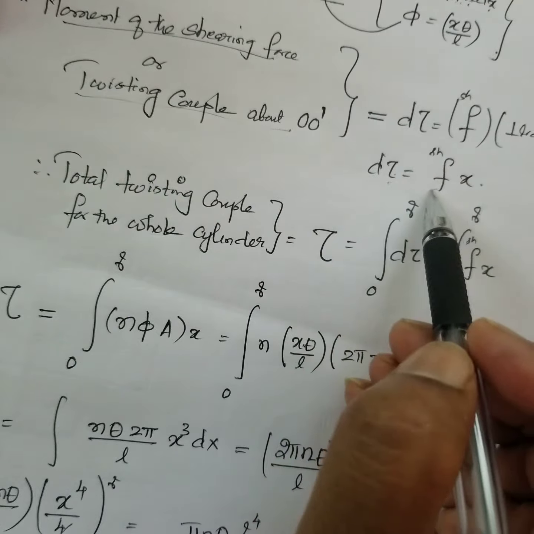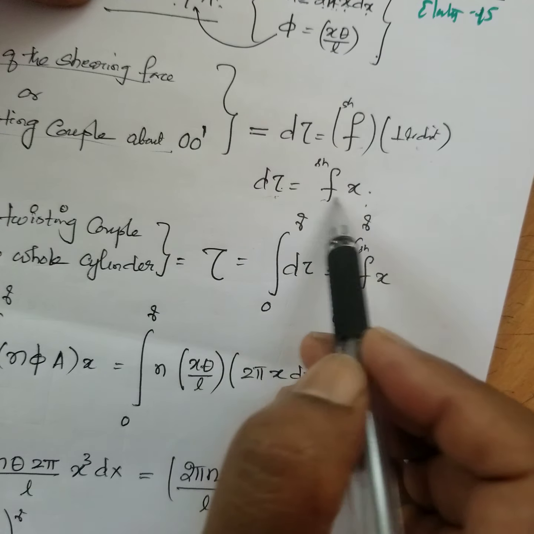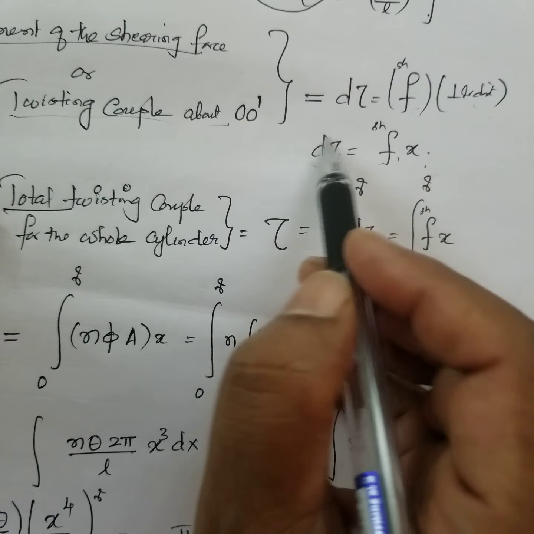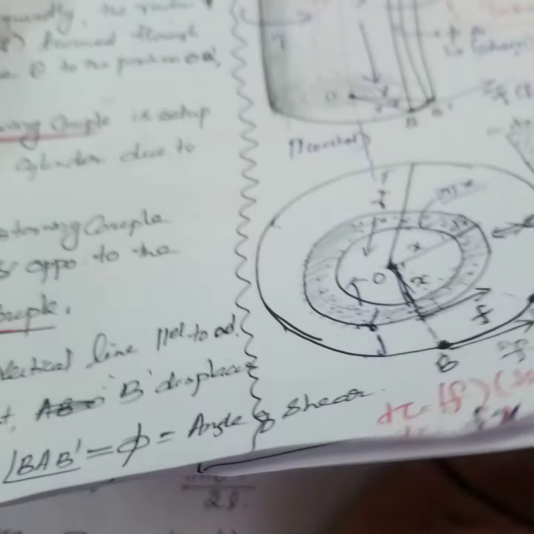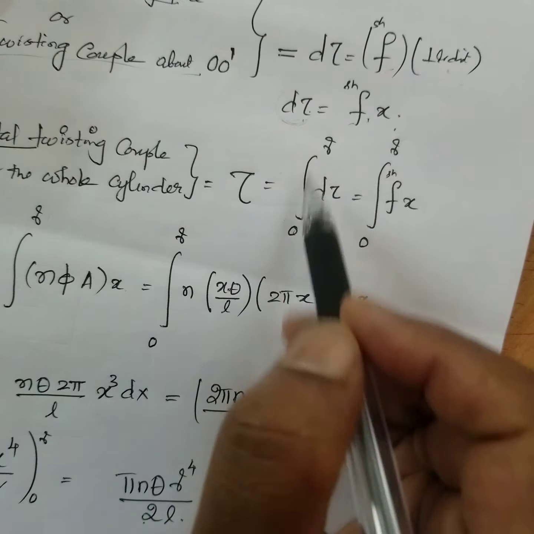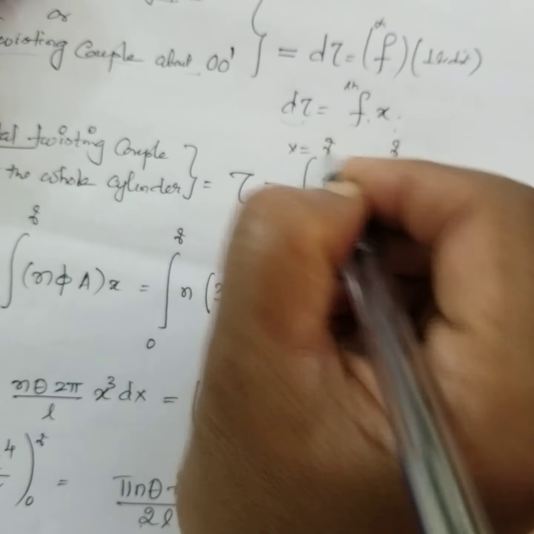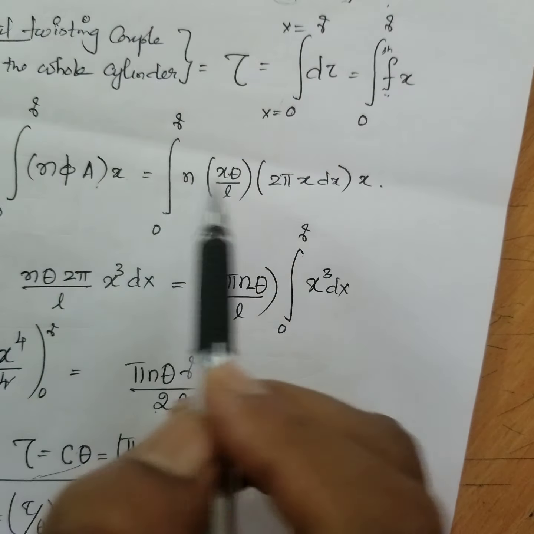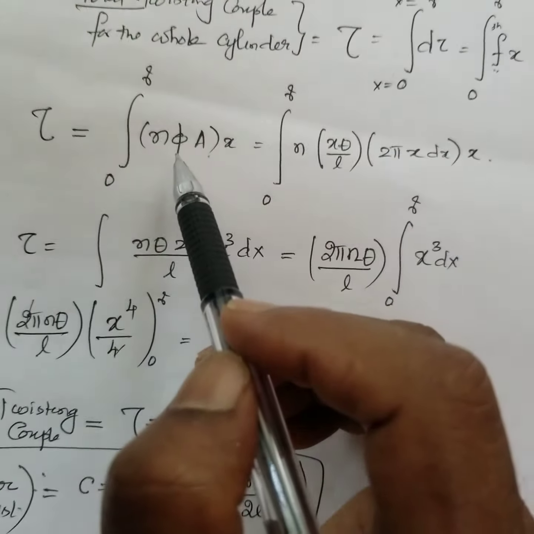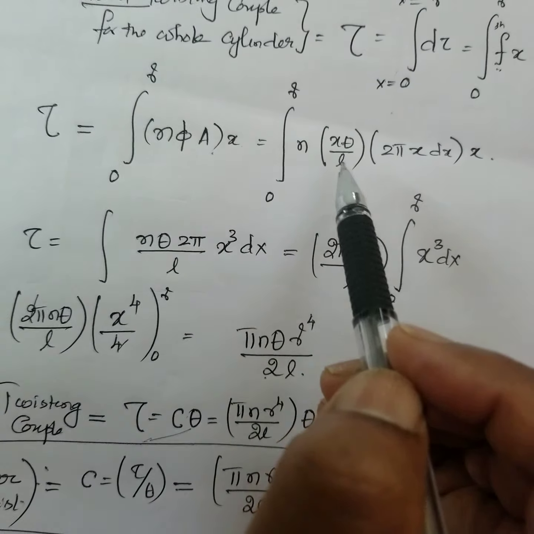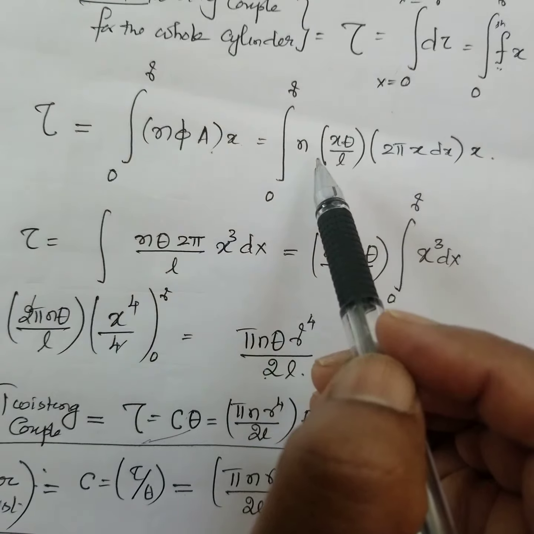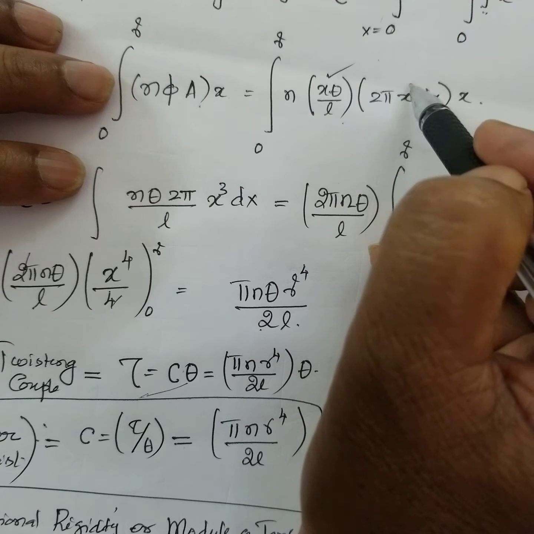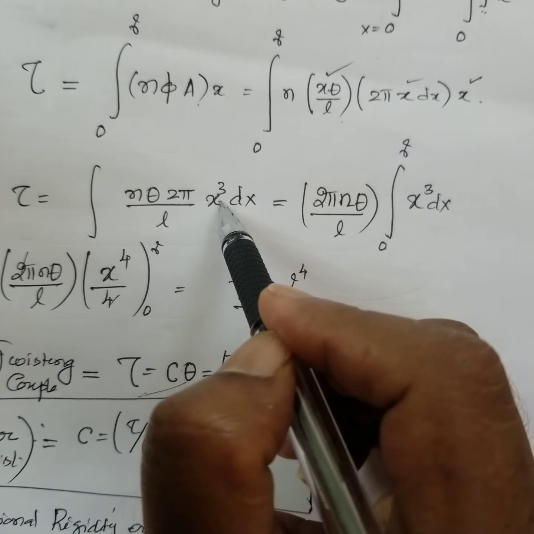OO dash is equal to force into perpendicular distance. Then total, what do you mean by total? This is the couple acting only in the small section, right? Total couple is integrating from x equal to 0 to x equal to r. Then the force I am substituting here, and I am putting the same value N phi, but phi is equal to what? Phi is equal to x theta by L. Here one x is there, here one x is there, here one x is there. That becomes x cube.